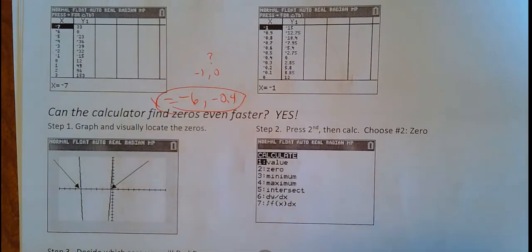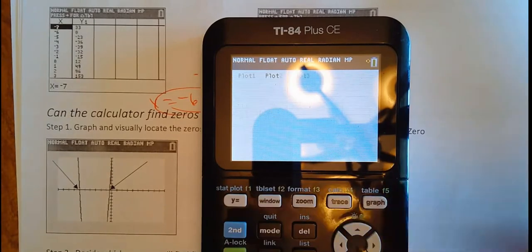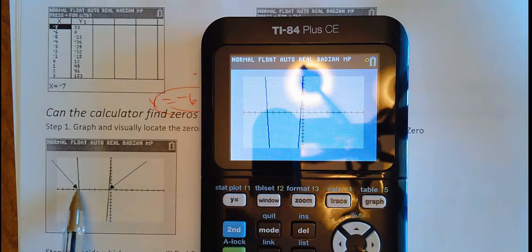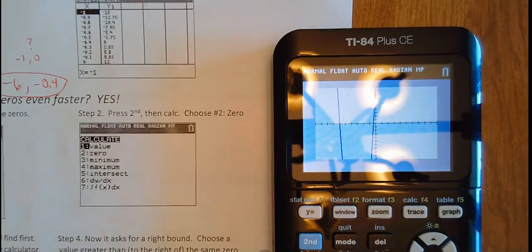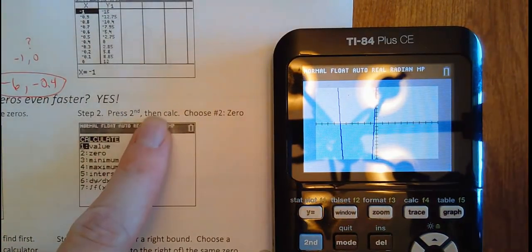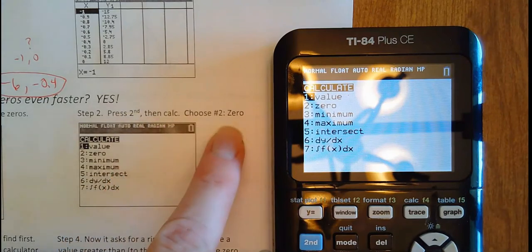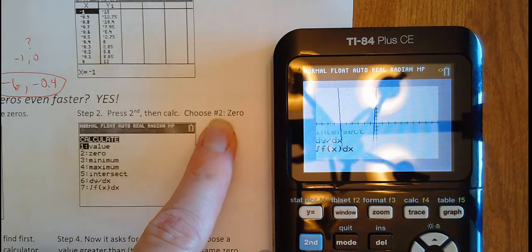So we're going to graph this guy. I've already got the equation in there, the y equals is already in there, so I'm just going to hit graph. And there I got this picture, and I want to see what are those two numbers right there. Okay, so the way to do this, press second and then calc. See how calc is right here. Choose the second one, 0, because we're looking for zeros. Okay, hit enter.